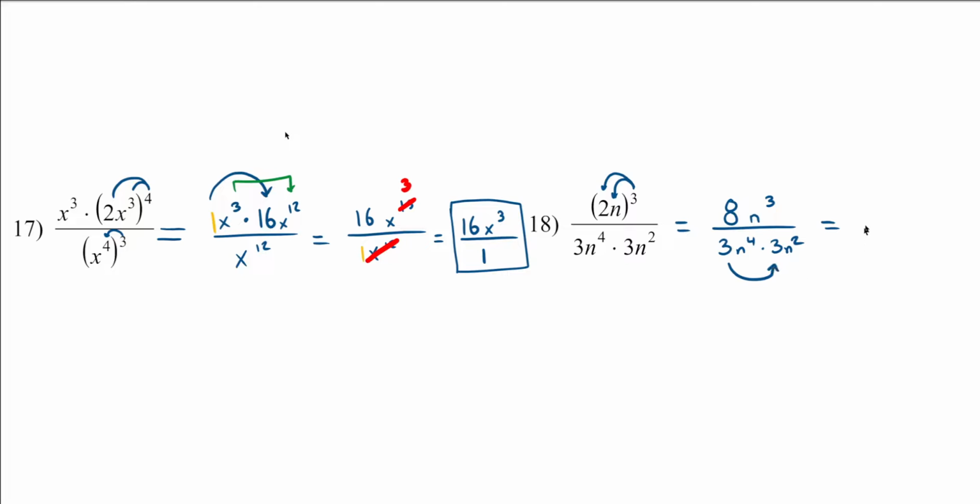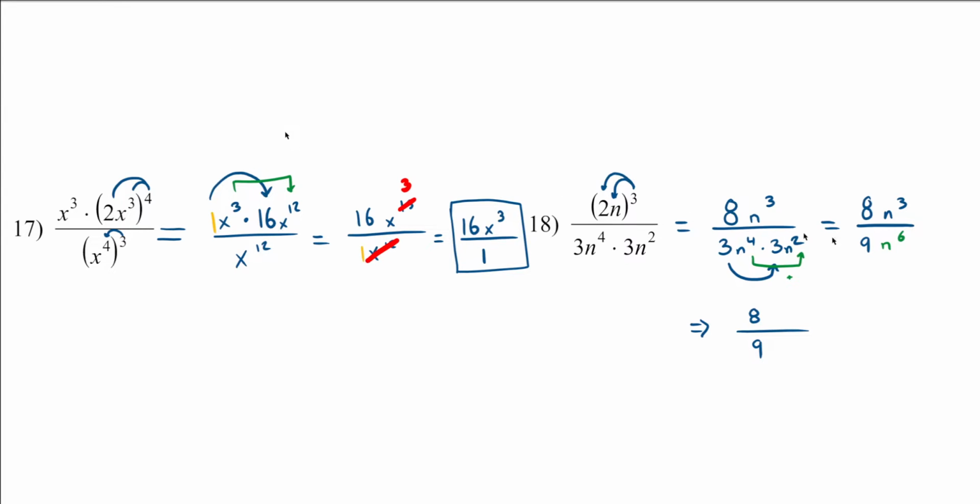What's 3 times 3? Easy, Mr. Grab, that's 9. What's 4 plus 2? Easy, Mr. Grab, that's going to be n to the 6th. And we'll keep 8n cubed on top. And now reduce. What's 8 divided by 9? Well, Mr. Grab, everybody knows that that's just going to be a fraction. 8/9. You're so smart.